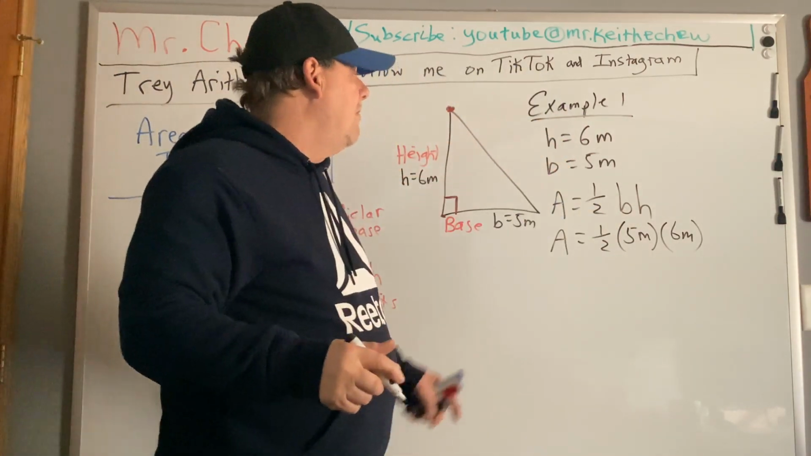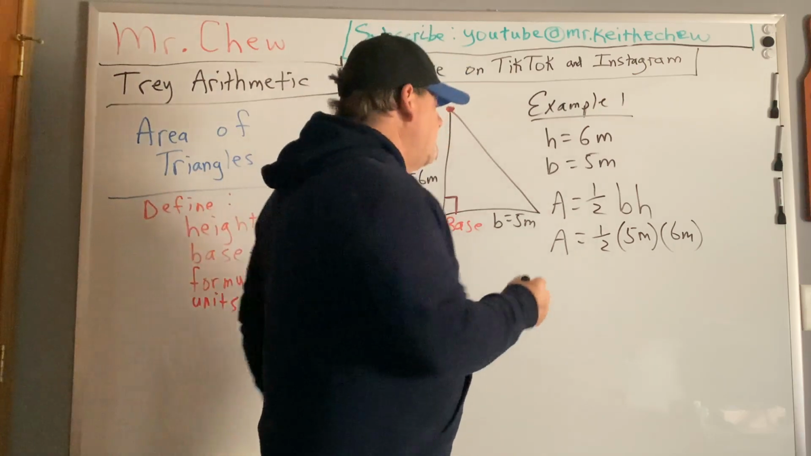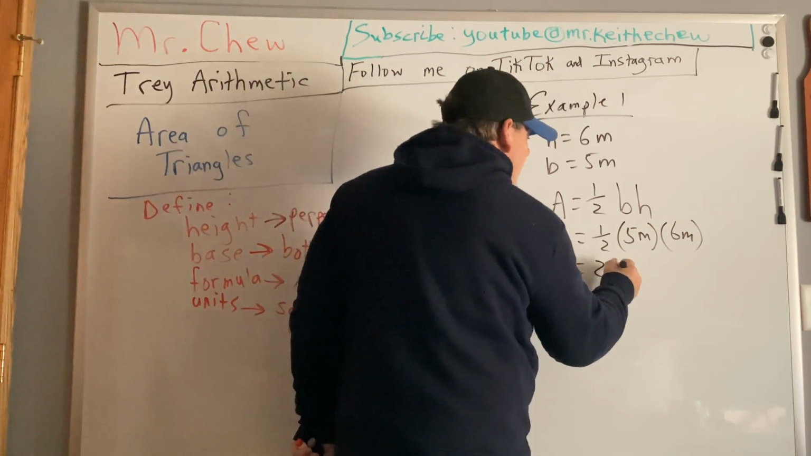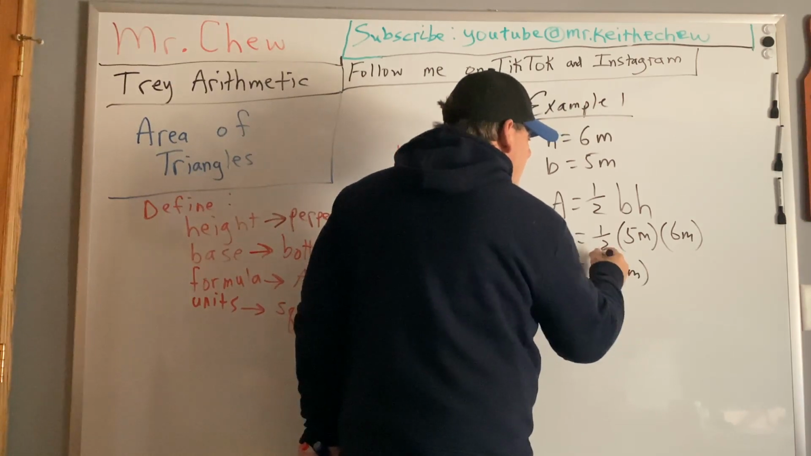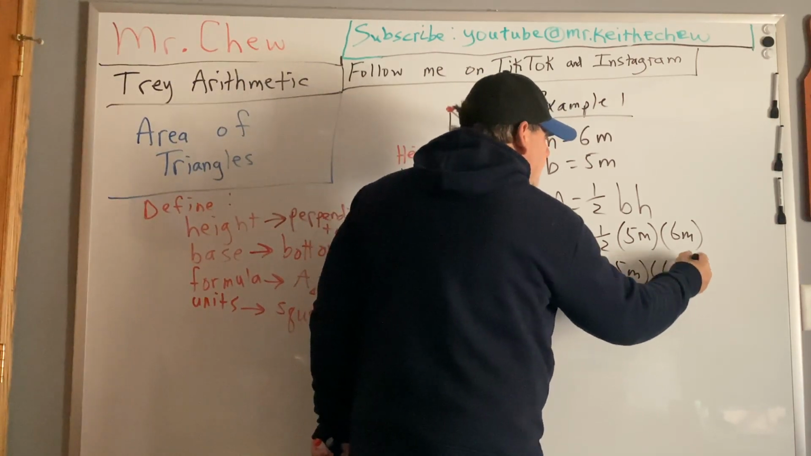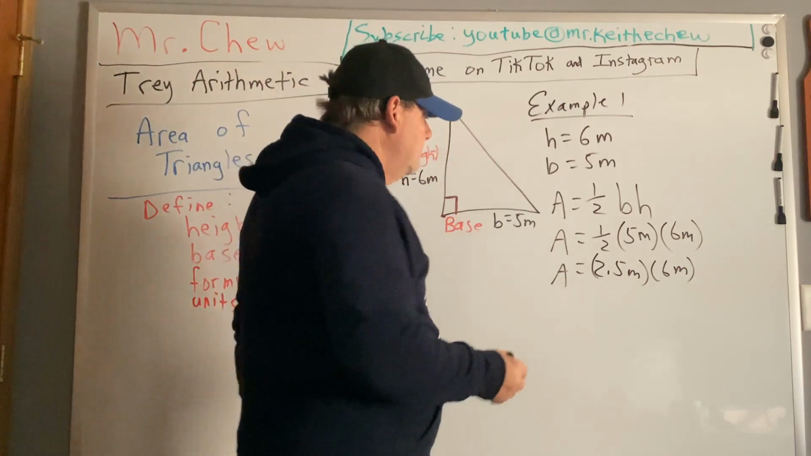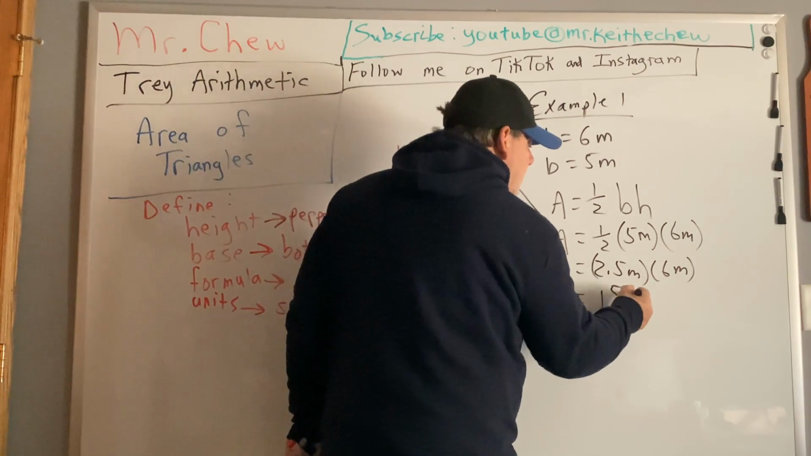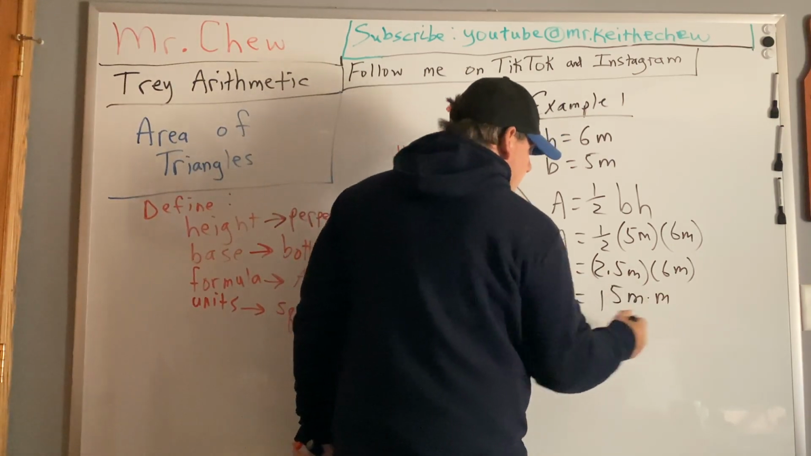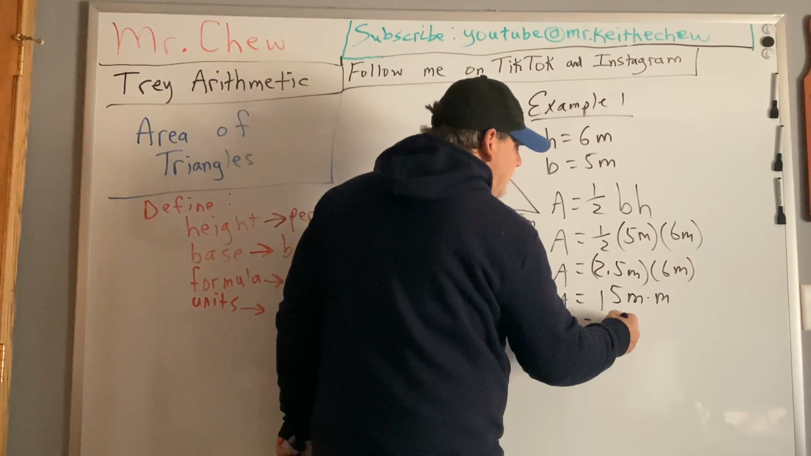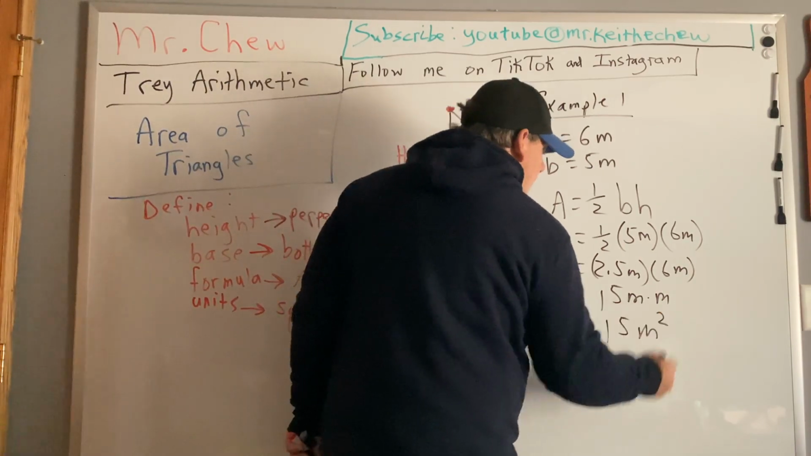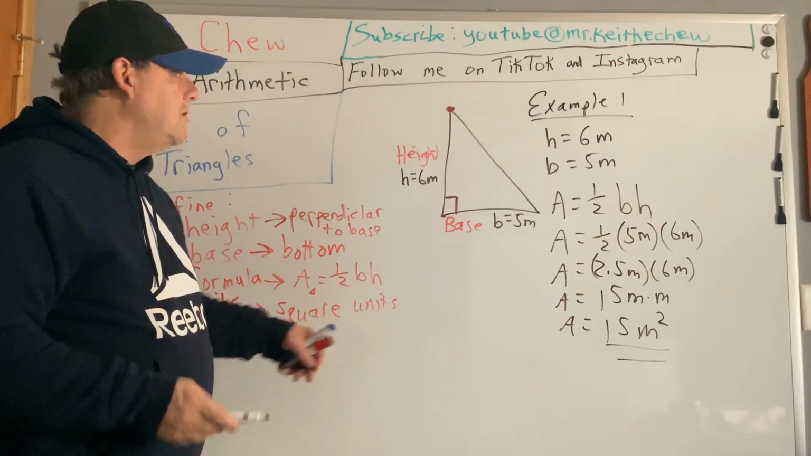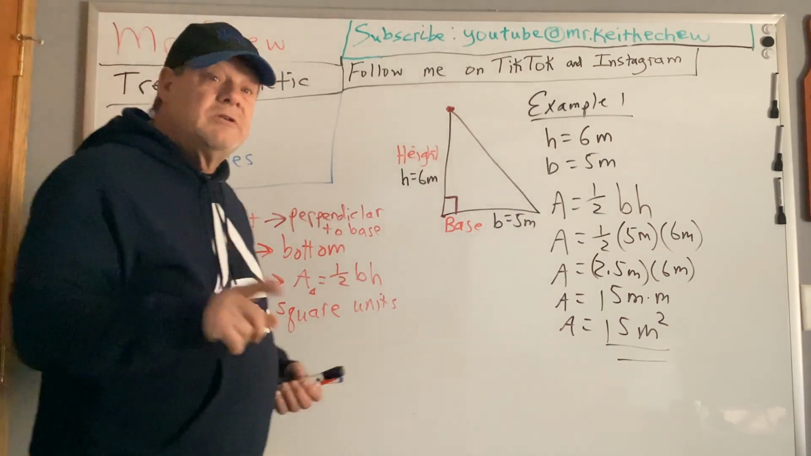All right, so now I'm going to have to use the order of operations. 1/2 of 5 meters is 2.5 meters times the 6 meters. And this is 15 meters times meters, which is 15 meters squared. See the square units? I said it has to be square units. That is the first example.